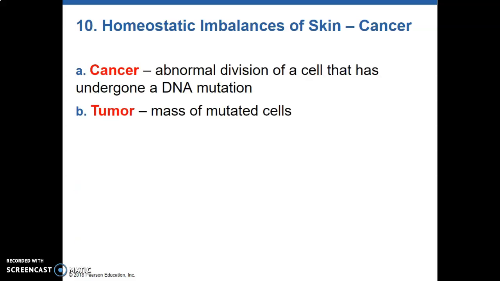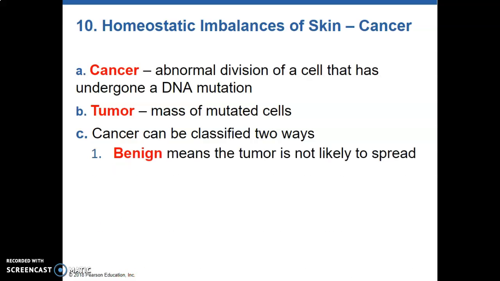A couple of terms that we need to know. First is the term tumor. The word tumor is something that we always hear associated with cancer, and a tumor is simply a mass of mutated cells. Cancer can be classified two ways. First of all, cancer can be classified as benign. A benign cancer means that the tumor is not likely to spread to a distant site. So it's going to stay localized in that one region.